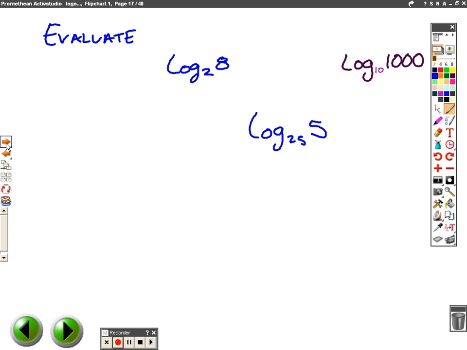I need to make this second nature. This is 3. This is 1/2. This is 3. How did I know that? I just got to say, 2 to what power is 8? 25 to what power is 5? 10 to what power is 3? I want you to get really quick at that. So hopefully this activity we're doing on Friday will be helpful.